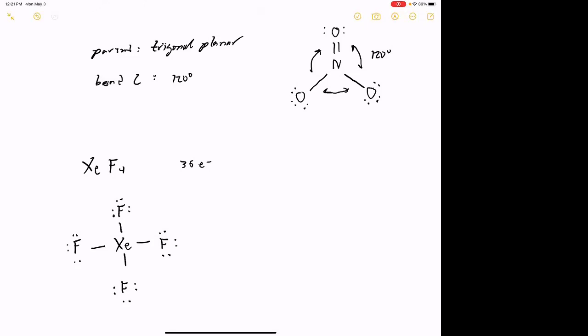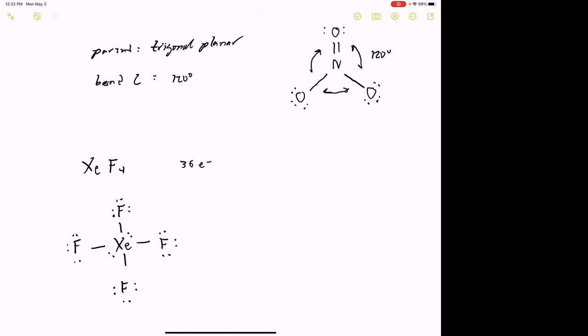They go on who? Where are they going to go? Xenon. Yeah, you got it. 1, 2, 3, 4. There they go. All right, so now we're good. We've satisfied the octet rule on everybody who needs an octet. We've used up the electrons. We've put an expanded octet on xenon. Xenon can handle that because of where it is in the periodic table.